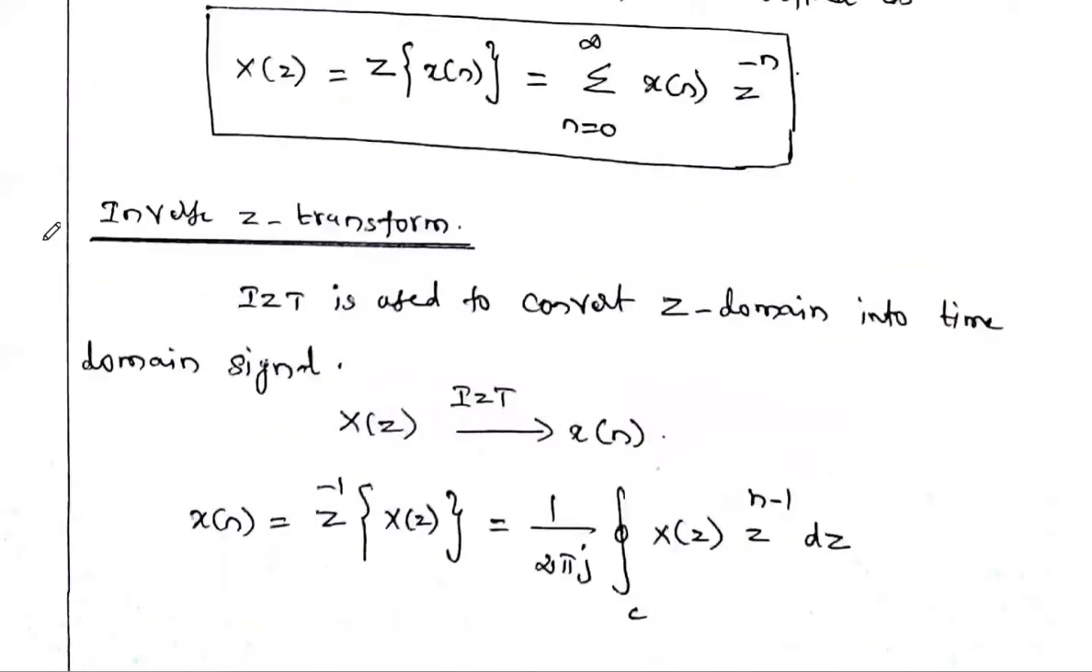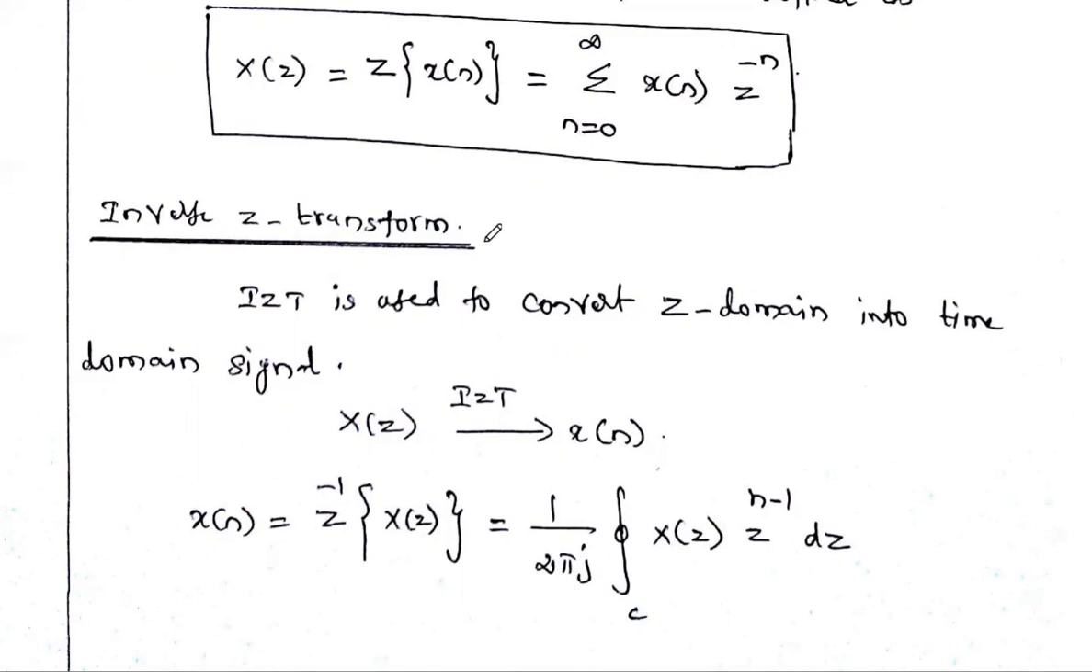Then the inverse Z transform. Any transform has an inverse transform. In the second unit we studied the inverse Fourier transform, and for the Laplace transform we have the inverse Laplace transform. Similarly, in the 4th unit we discussed DTFT. A transform is used to convert the time domain to the frequency domain, so the inverse transform is used to do the reverse: to convert the frequency domain again into a time domain signal.